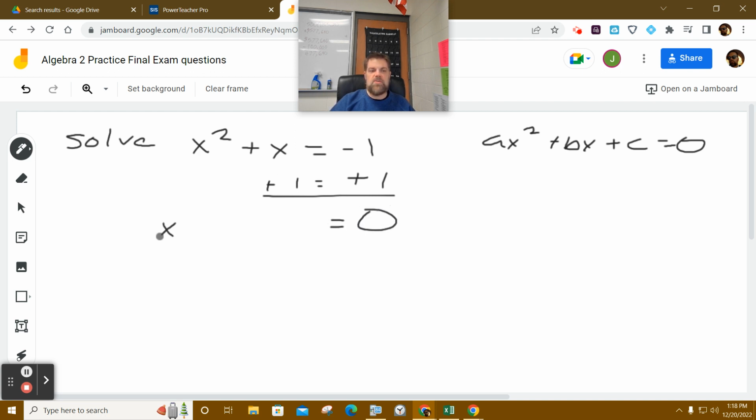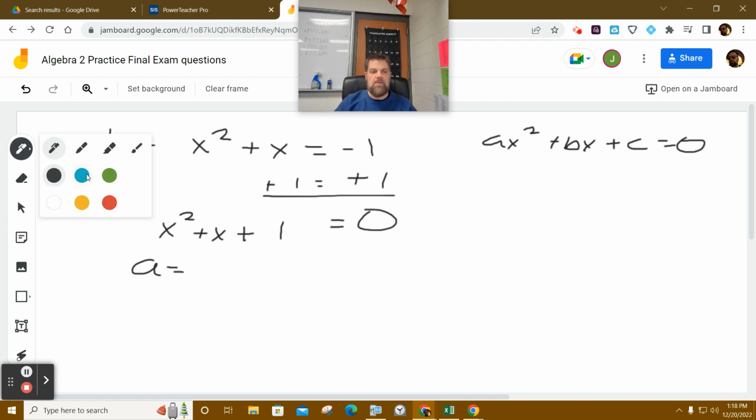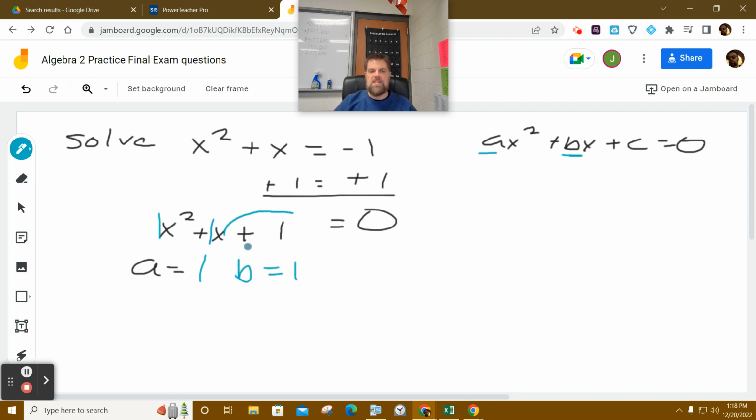Over here, x squared is not a like term with x, and that is not a like term with positive 1. So I know that when it's written in this form, my a, even though it's not written down, is 1. Remember, a is in front of the x squared, so a is 1. b is the number in front of x, so b equals 1. And then c is the constant, so c equals 1.